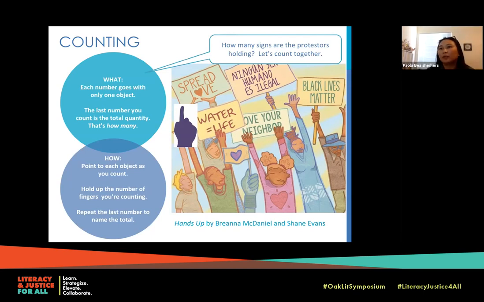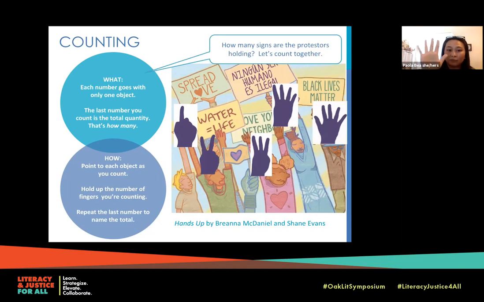So we're going to do the one-to-one correspondence by counting: one, two, three, four, five. There are five objects, or five signs, right? And when we ask how many, that's the cardinality, right? The last number that we counted was five. There are five signs in this picture. So that's the concept of counting.